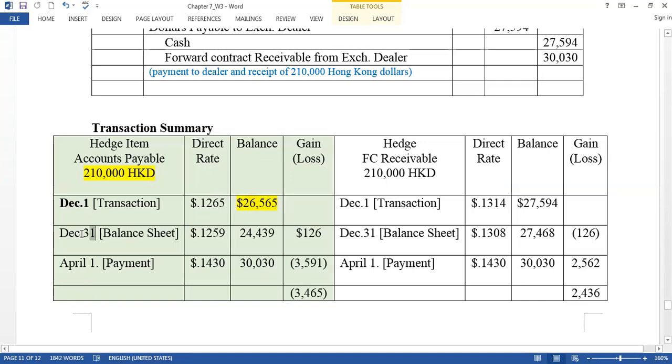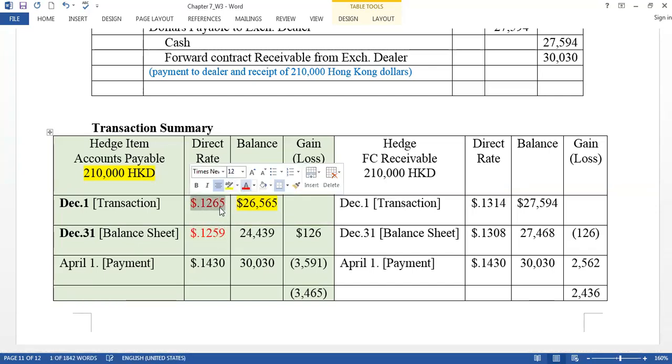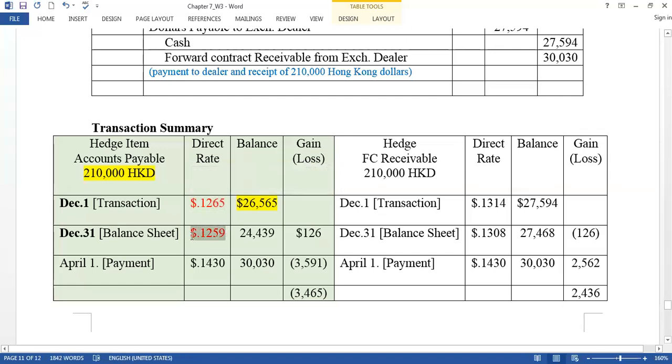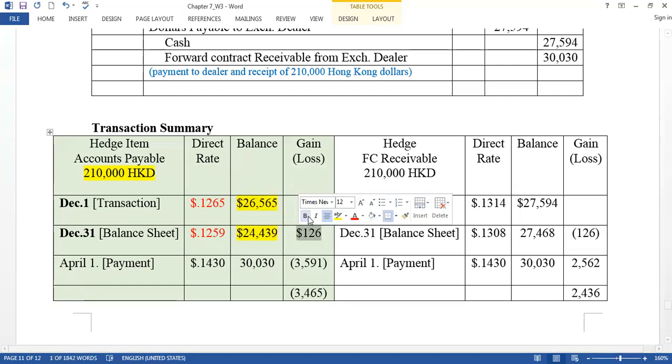Now, the balance sheet date came, December 31st, because we follow the calendar year and we have to prepare the financial statement on that day. At that day, the rate is different. The rate of the transaction date and the rate of the balance sheet date are different. According to the balance sheet rate, my liability should be $24,439. This is my liability. Now, if you compare these two, we have a gain or loss. We have a gain, right? Because we have less liability, so we have a gain. I think you understand here, right?